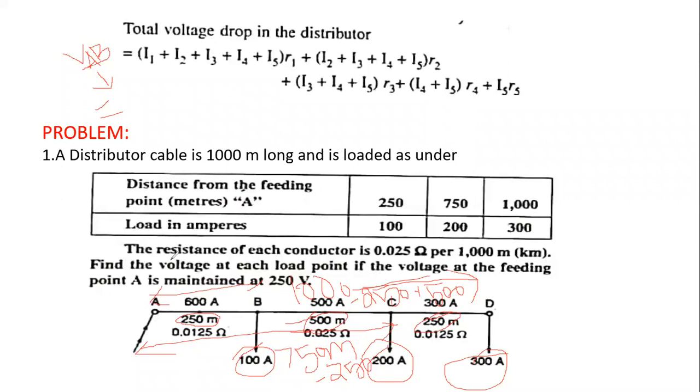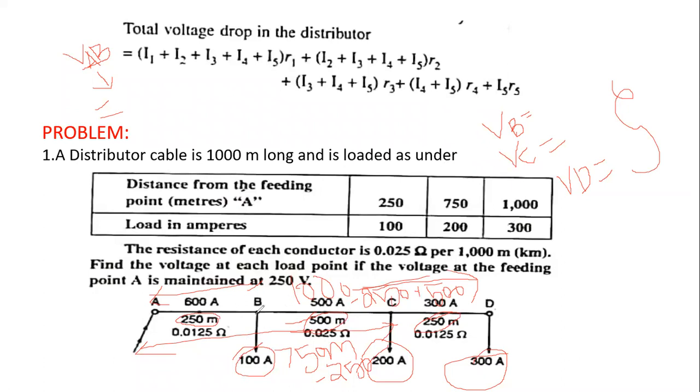Next, we calculate the voltages at each loading point. That means we are calculating the voltage at B point, that is VB. Next, the voltage at C point, that is VC. Next, the voltage at D point, that is VD. These three terms will be calculated. First of all, the voltage at VB point. How will we calculate the voltage at VB point?